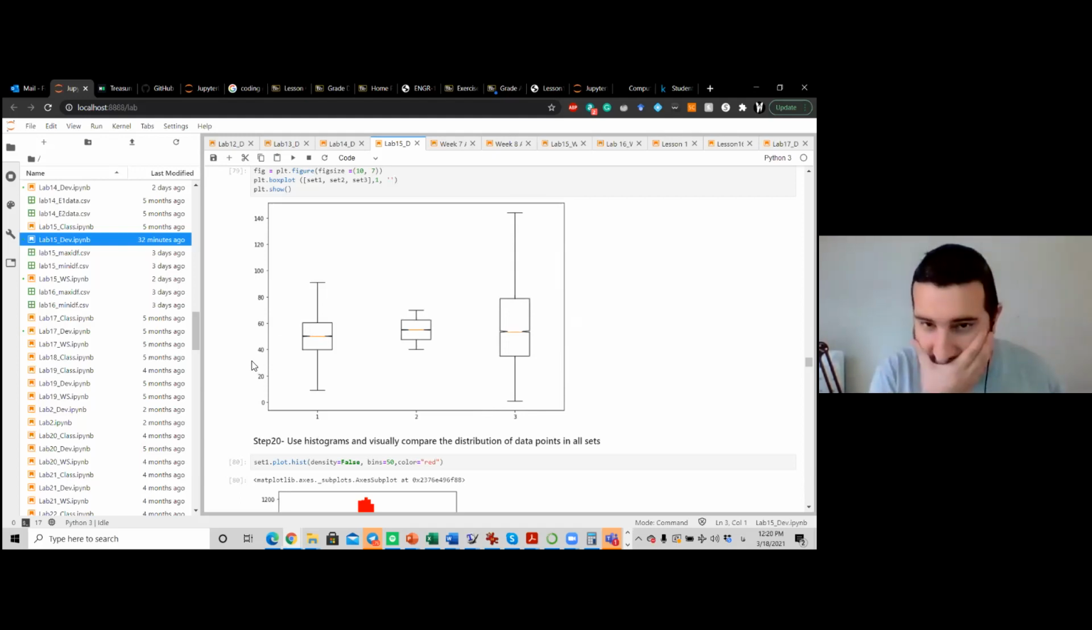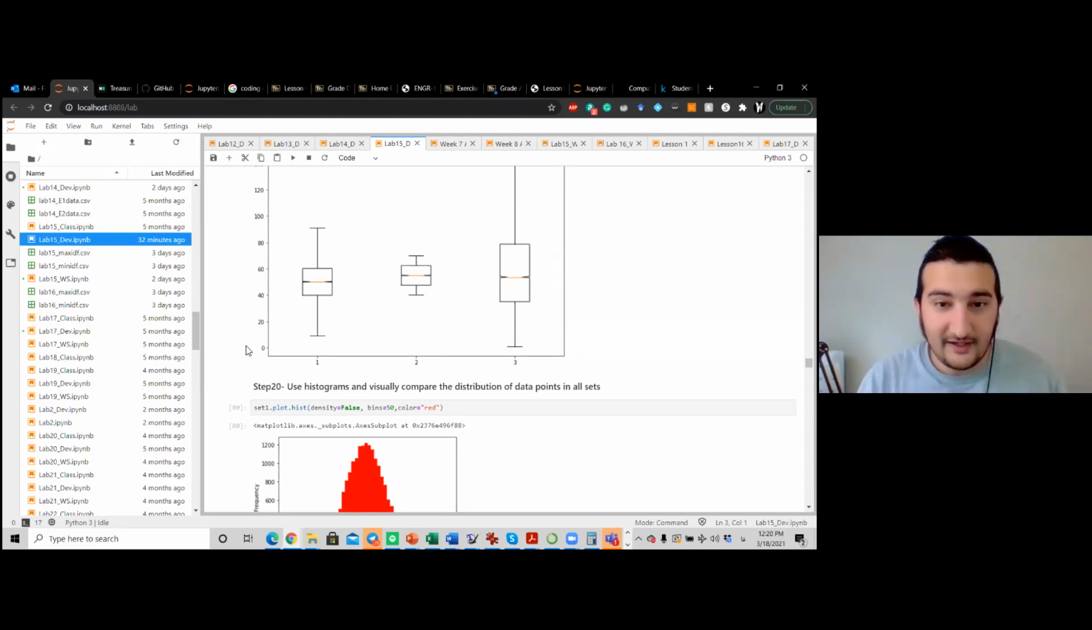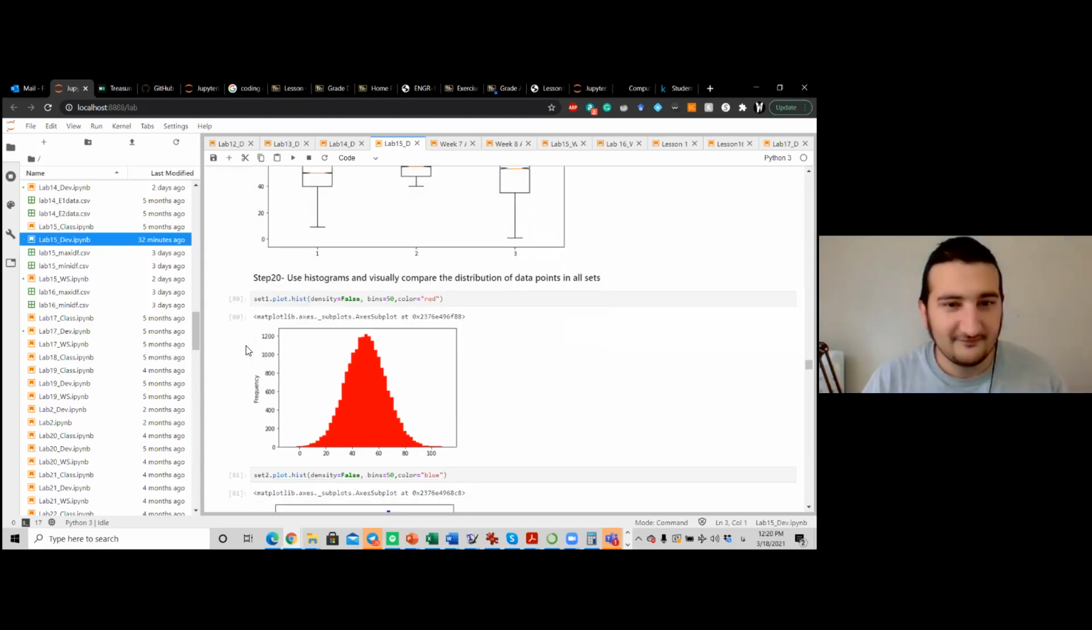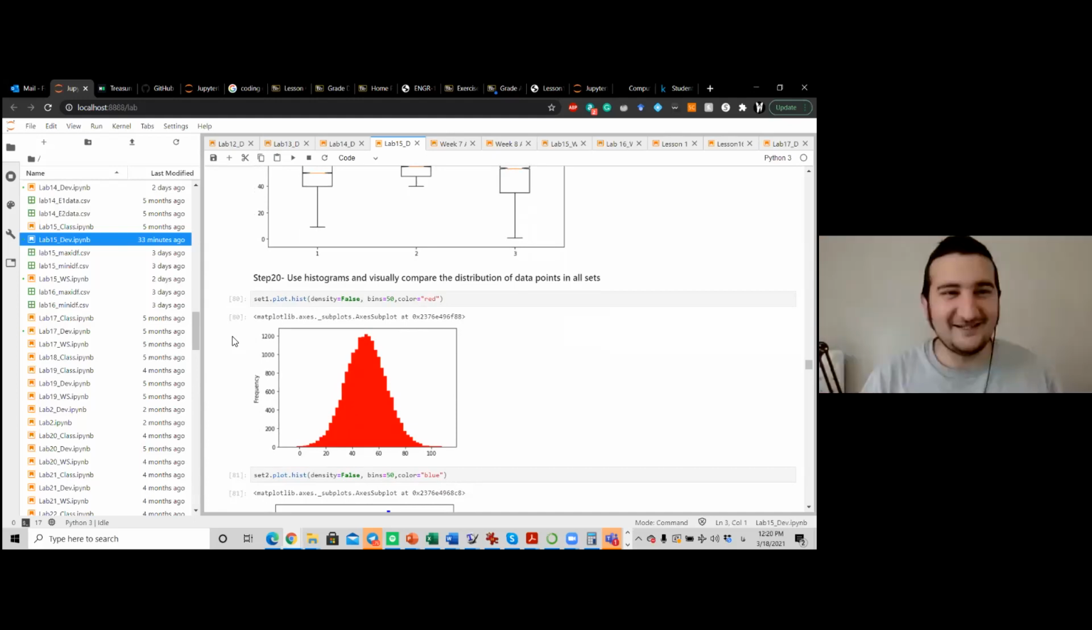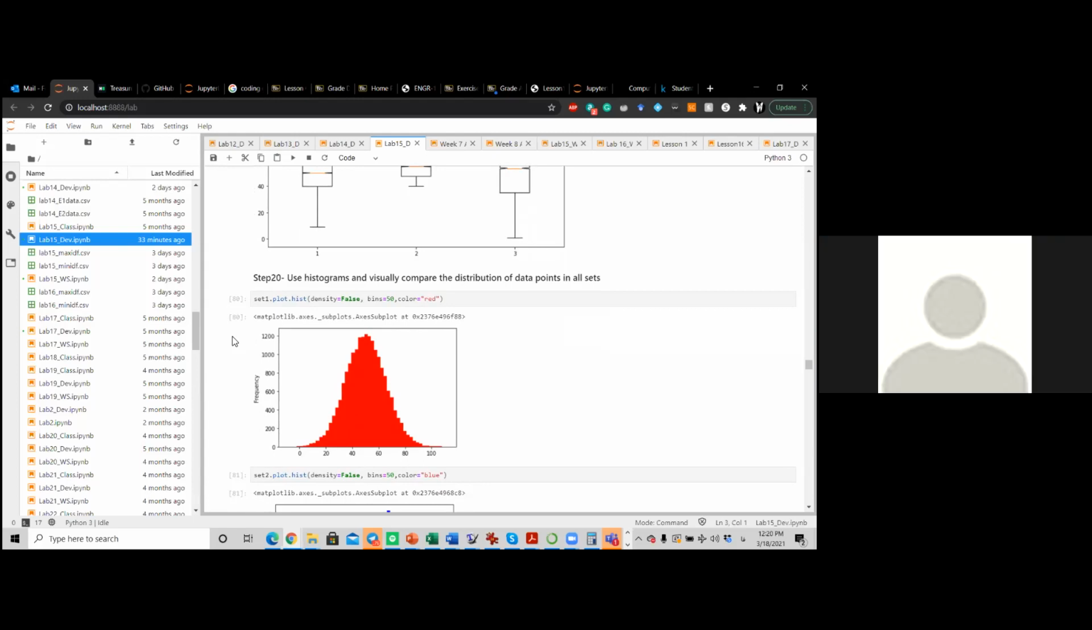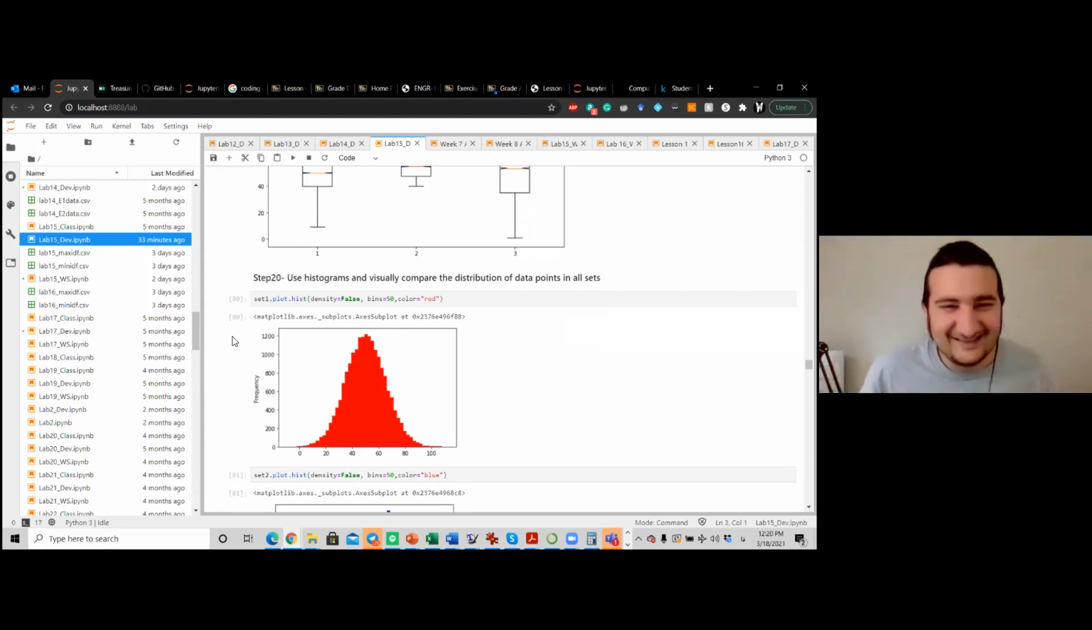So, thank you. Let us move on and look at histograms and visually compare the distribution of data points in all sets. Do you remember the ugly distributions that you were just hating upon, and Caden was the only one who liked them? Now look at them. Now I see you're all smiling and you like them, see? Be careful who you call ugly in high school, right? Exactly, yes. So, what do you think about set one? Look familiar?